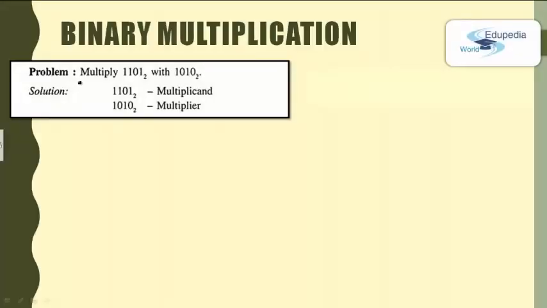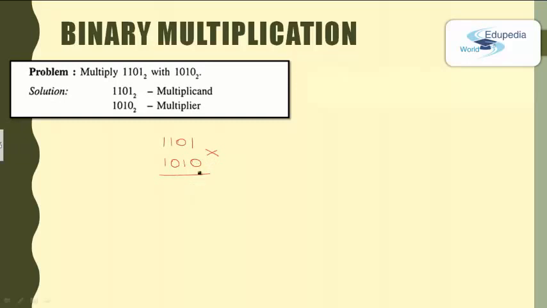The problem says, multiply 1101 with 1010. For the first operand, we say multiplicand, and for the second operand, we say multiplier. So let's write down these numbers. The multiplicand is 1101. The multiplier is 1010.